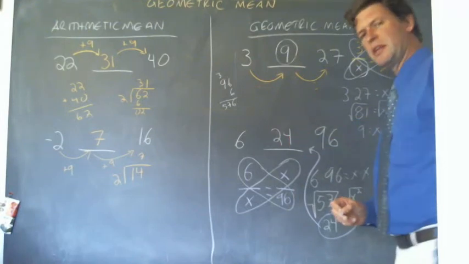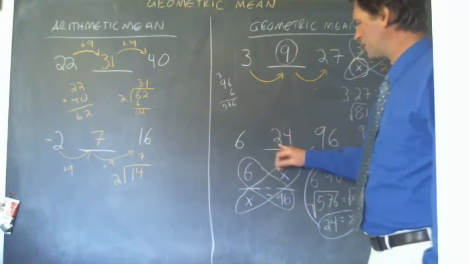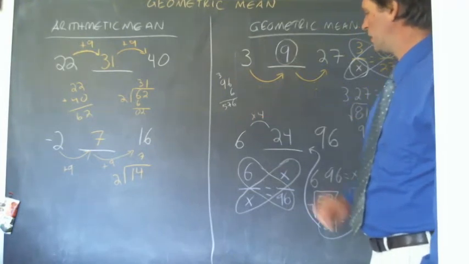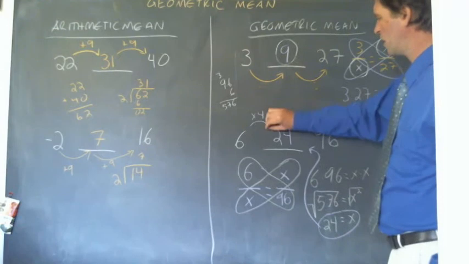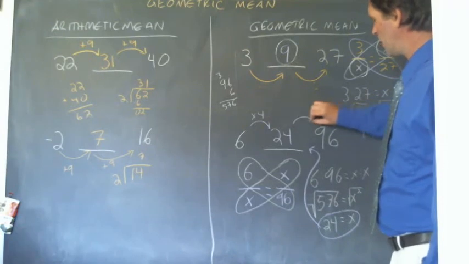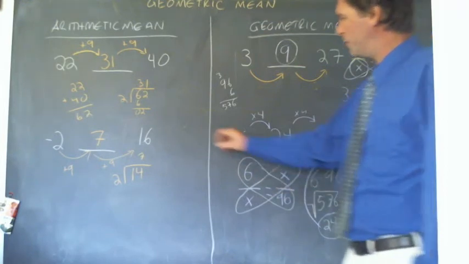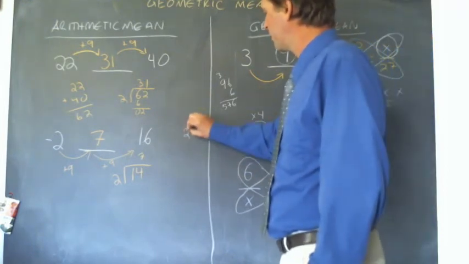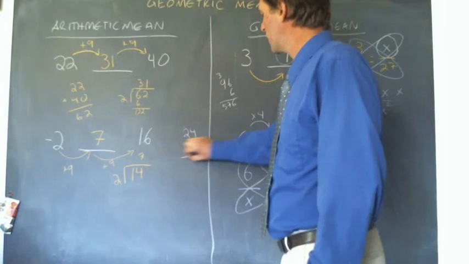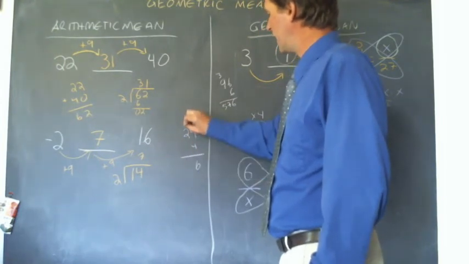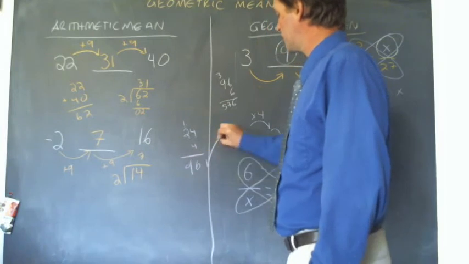And we can double check it. 6 times what is 24? Well, 6 times 4 is 24. 24 times 4. 4 times 4 is 16. Carry 1, 8, 9, 96. Just like we wanted.